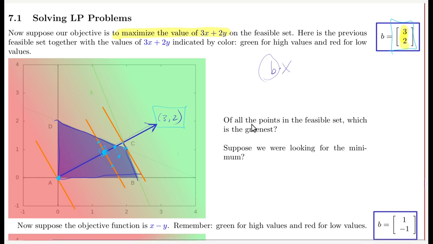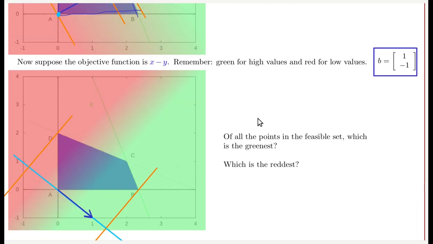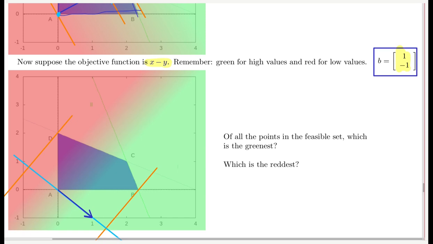Just to take another example, suppose we have the same feasible set as before, but now the objective vector is different. Suppose the objective function is x minus y. In that case, the objective vector b would be (1, -1). So here's (1, -1) over here.